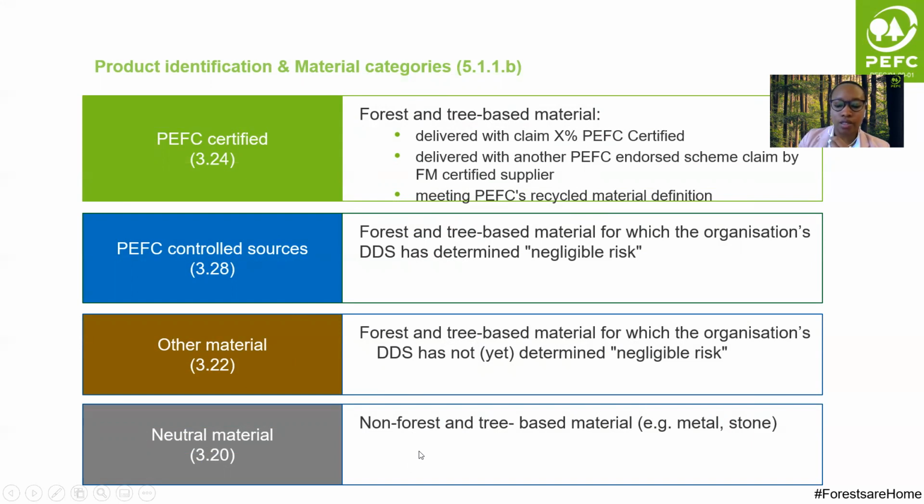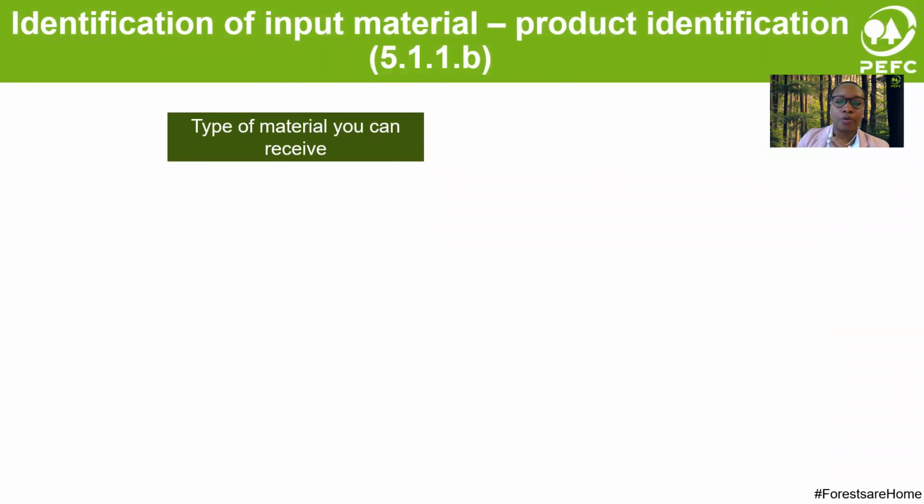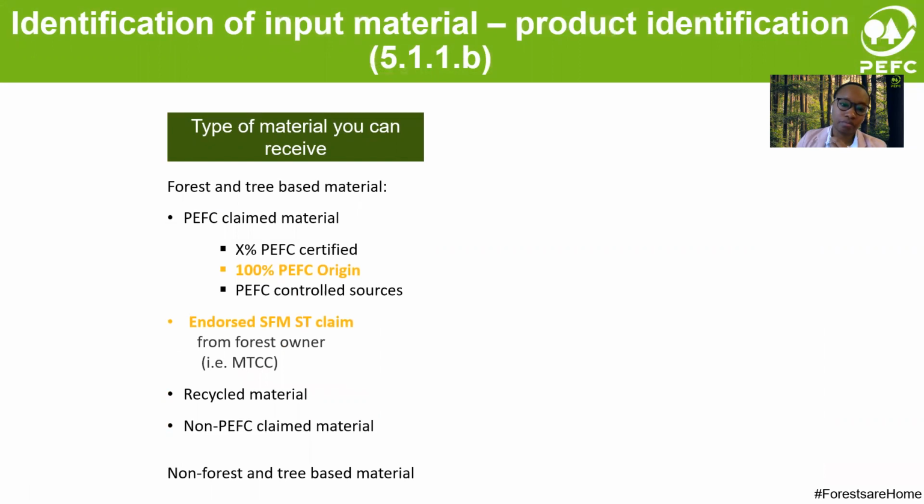And now let's look at how we can distinguish them from the claims and the different material categories. As a company or organization, you can receive the following materials with the following claims, for example. You can receive PEFC claimed material that is X percent PEFC certified or 100% PEFC origin, PEFC controlled sources, or material that is coming from an endorsed SFM standard claim. You can also receive recycled material or non-PEFC claimed material. So what material category would all these fall into?